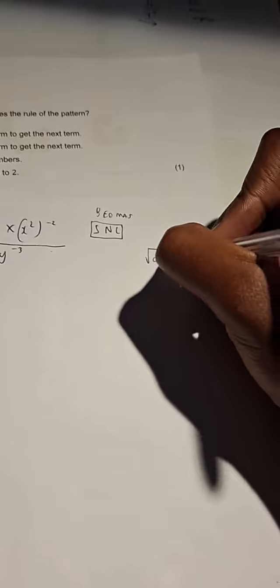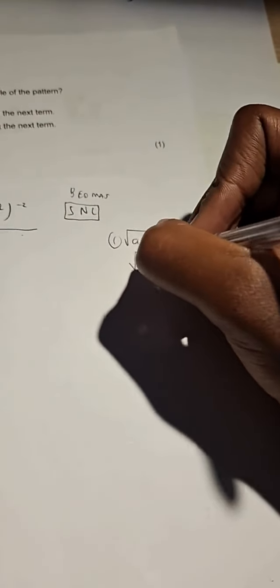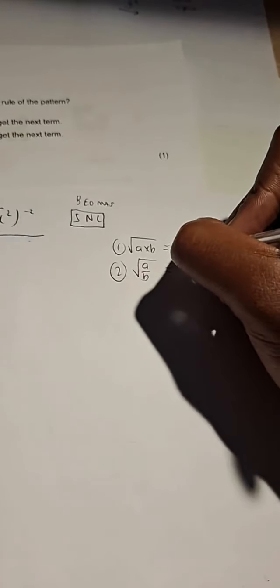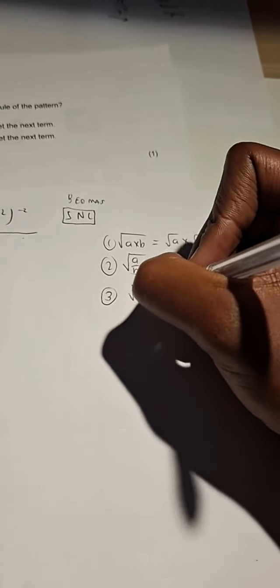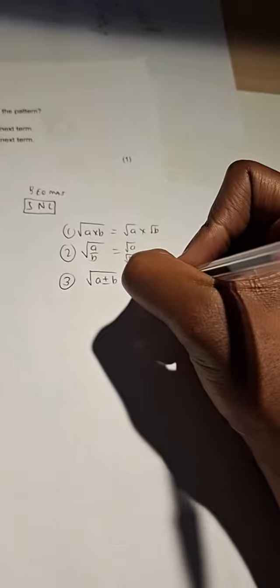I just want to show you what I mean by this. For multiplication, we can split. For division, the root can be split, whatever root it is. But for addition and subtraction, it's absolute rubbish to split the root. We don't do it for addition and subtraction.